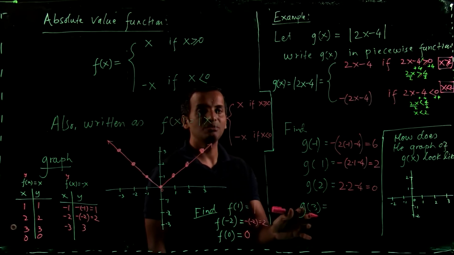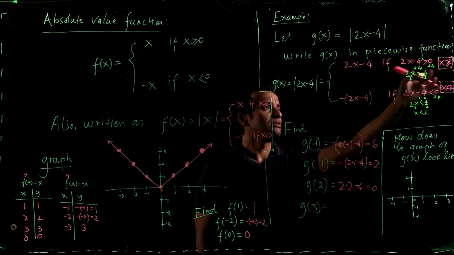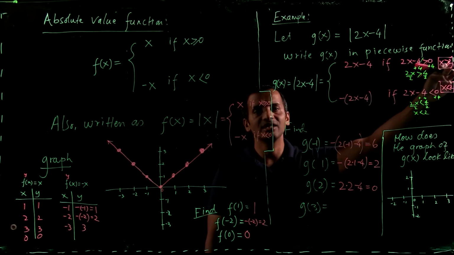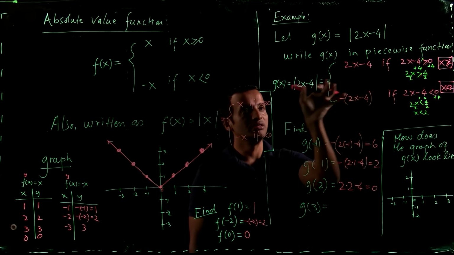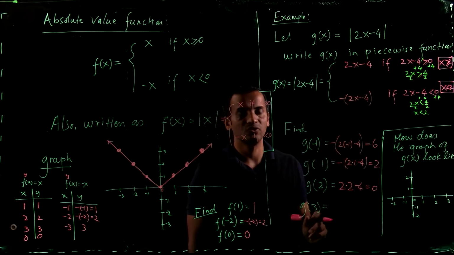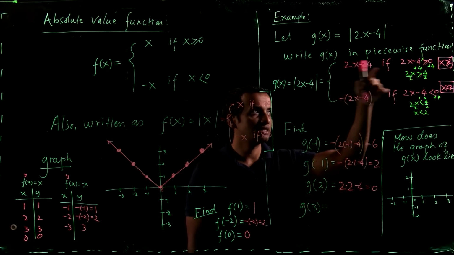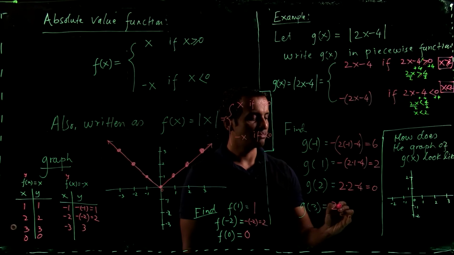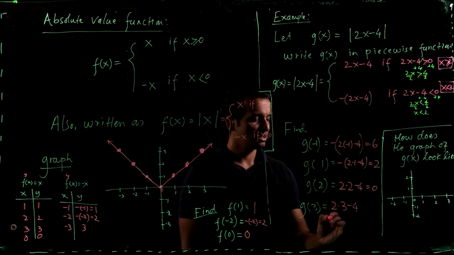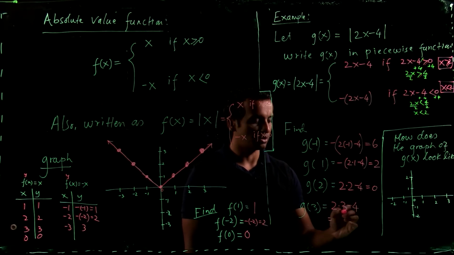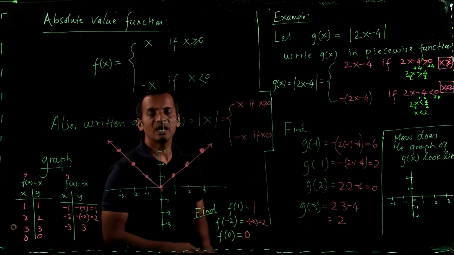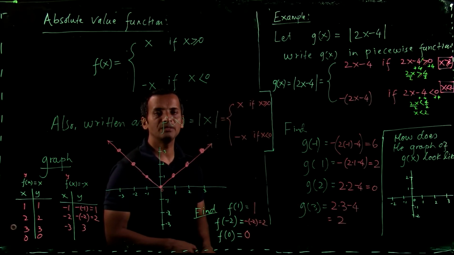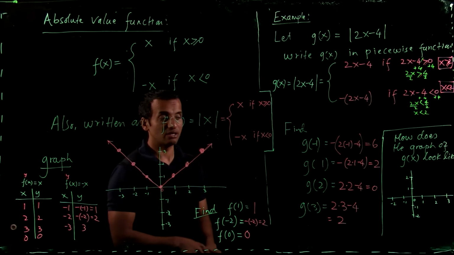Okay, and the last one is g3. Where does the 3 belong? The 3 falls here, right? Because x is greater than 2. Any number that is bigger than 2, the absolute value function takes 2x minus 4. So you just replace that x by 3 here. 2 times 3 minus 4. That will be 6 minus 4, right? So that will be 2. In this way, you can find out the value of any absolute value function.